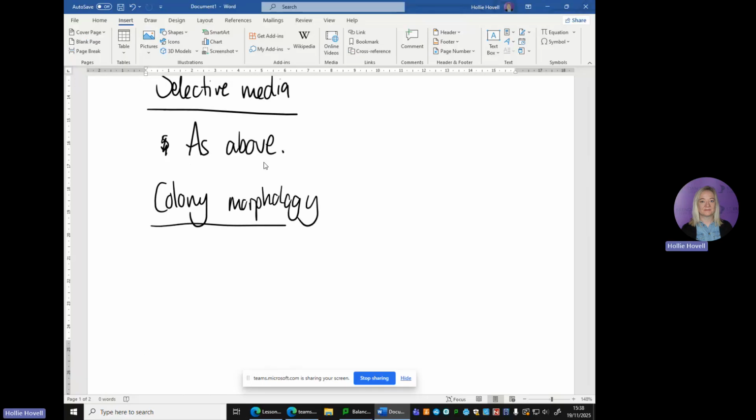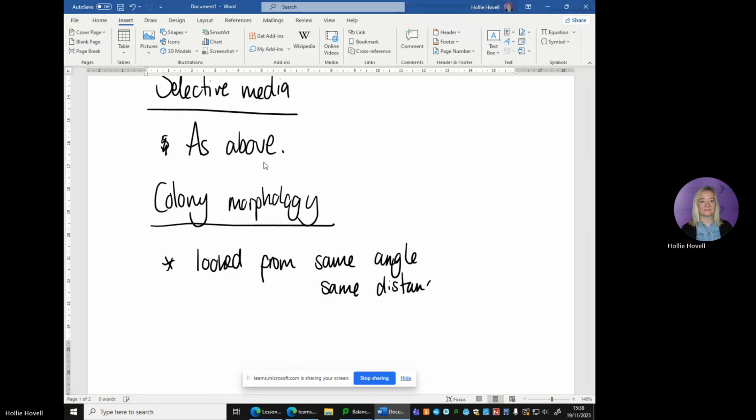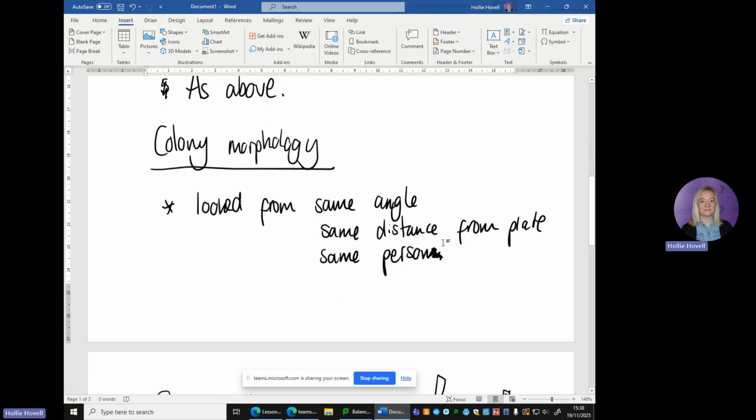So it's important for this one that you looked at the colonies from the same angle each time, the same distance from the plate. Like, where was your eye compared to the plate? You could say same person doing it, because it is quite subjective. It shouldn't be, but it is because you've not done it many times, so it's quite tricky.